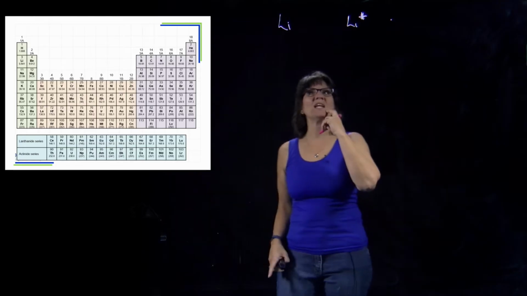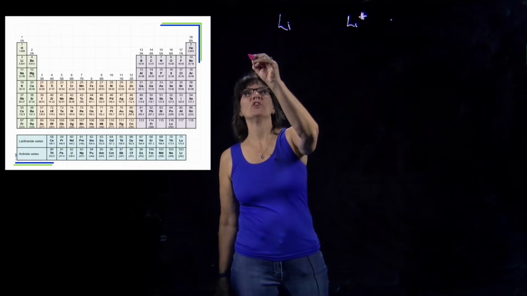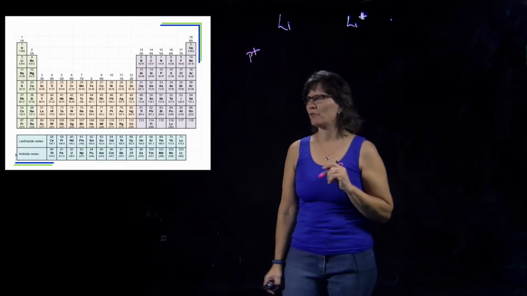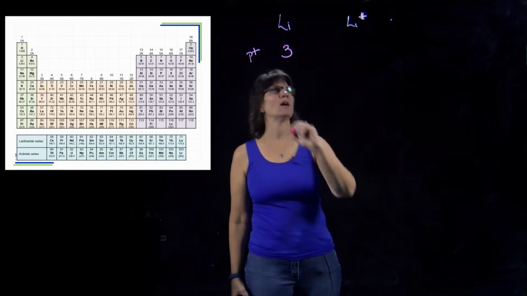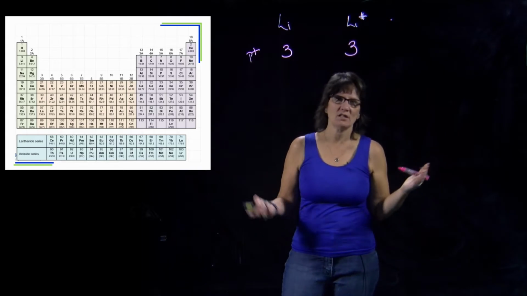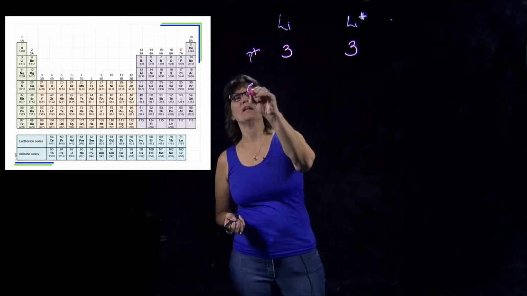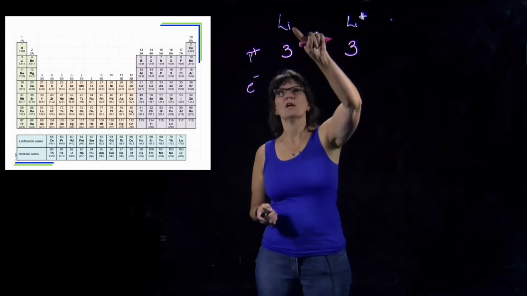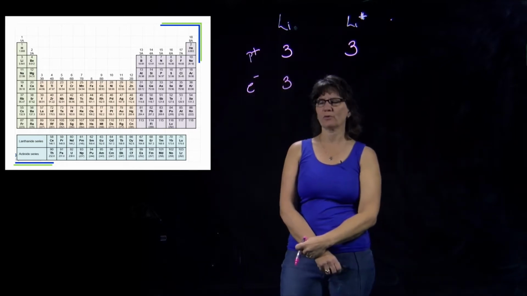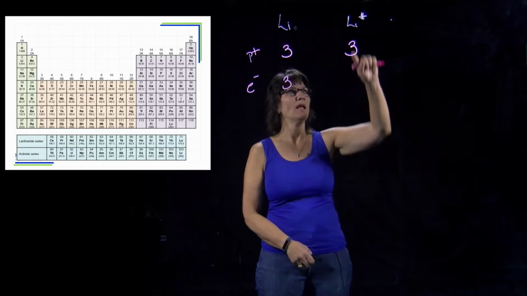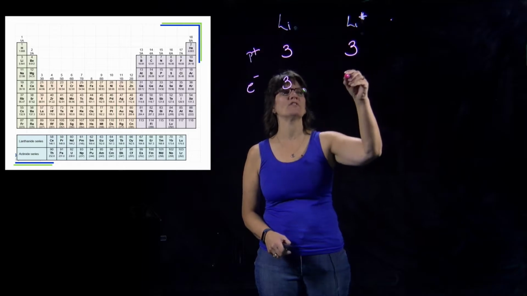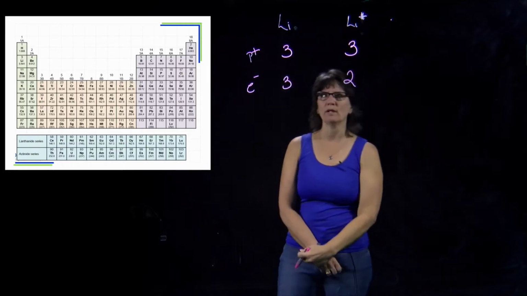So if we look at lithium and consider how many protons it has, that's the number that comes right off the periodic table. There are 3 protons in lithium and there are 3 protons in lithium plus, because you don't change the number of protons. But the number of electrons is a different story. If we're talking about the atom, atoms have the same number of protons as they have electrons. So there's 3 electrons in lithium. If you consider Li plus, on the other hand, it's a plus charge because you lost an electron. So we only have 2 electrons.